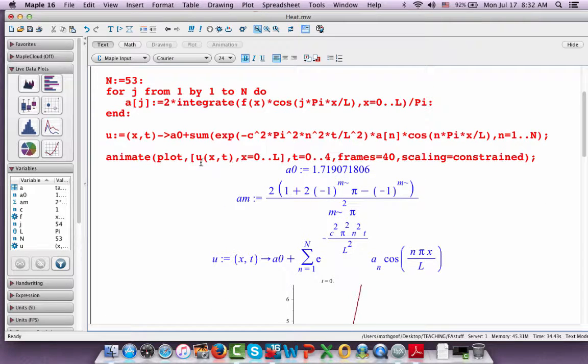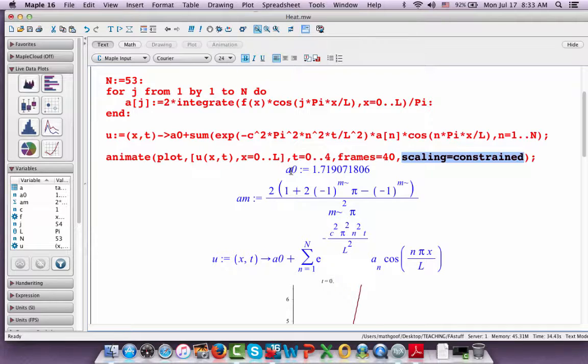So again, in our animation, we're basically animating a bunch of graphs of our approximate solution, from 0 to L. We're doing it for 4 units of time, which will basically be seconds for us. And the frames is just how many frames we want. The default is 10 frames per second. I can always change that, but I just multiplied 4 by 10. And the scaling constrained means the graph will be shown with equal scale on the vertical and horizontal, so it's a realistic depiction of what the temperature distribution functions look like.